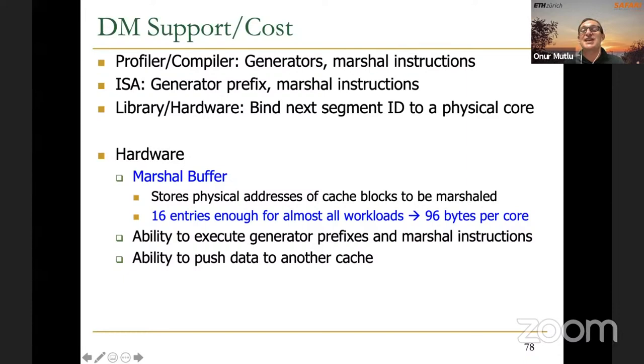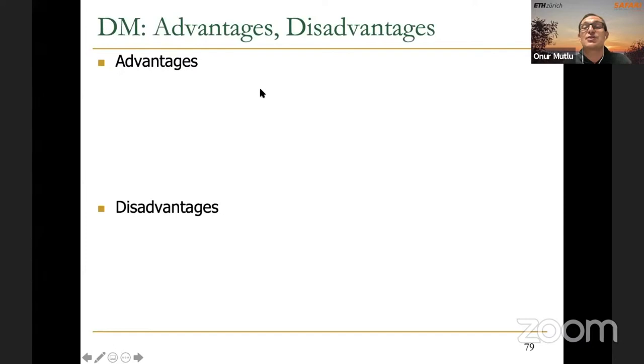Prefetching prefetches data from memory to the core's cache. Marshalling or pushing data pushes the data from some other core to another core's cache, right? So you need to make sure that that support exists. That support exists actually in existing coherence protocols. If you actually update the data in some cache using data from some other core's cache, then you are pushing data using an update-based coherence protocol, as we will discuss. Before I give you more examples and results, let's talk about the advantage and disadvantage of this.